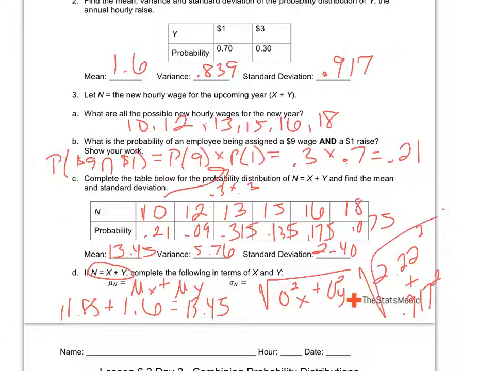And I need the square root of all of that. And when I calculate that out, I get the standard deviation here of n, this 2.40.